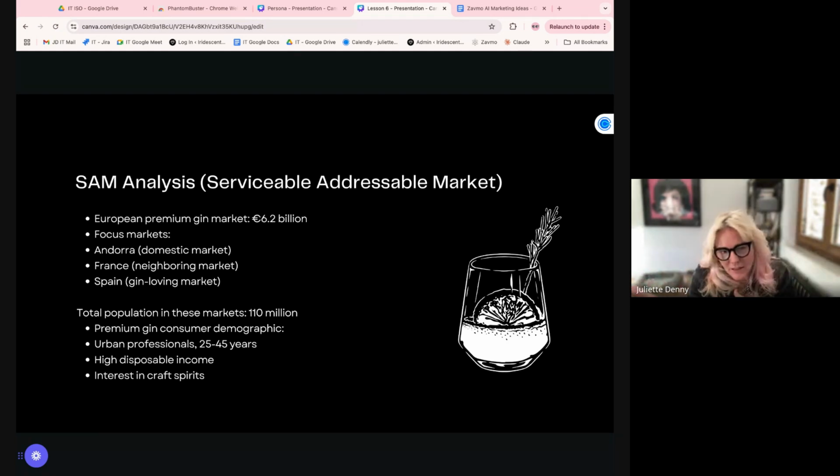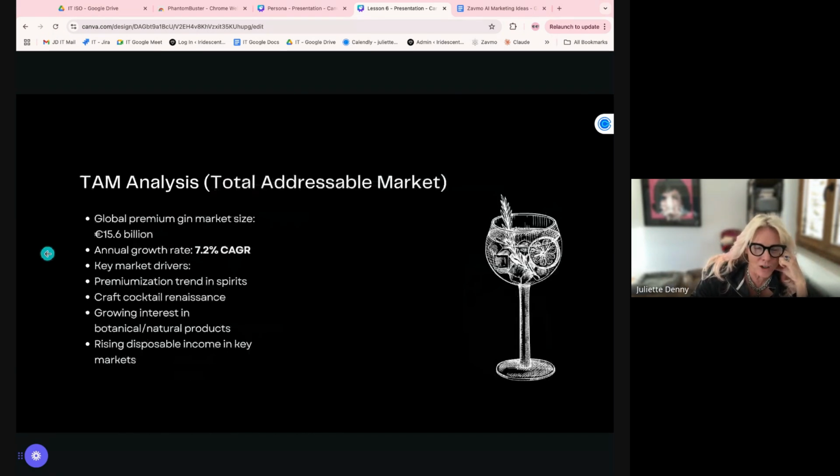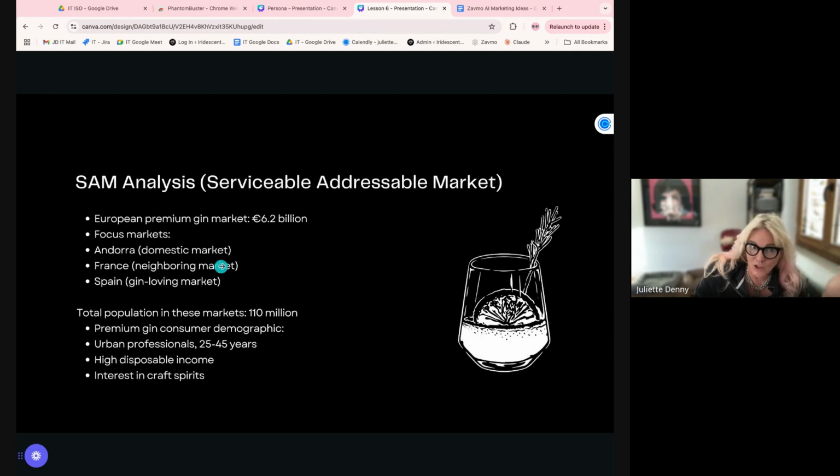Then you've obviously got France, and then you've got Spain as well. Both of those are opportunities for us to just jump in the car and go and talk to people about this extraordinary product that we have developed that nobody else has developed before. Now, that is a dramatically smaller market. As we saw before, the total addressable market is 15.6 billion. But the European gin market is only 2 billion. Then you get down to the population in Andorra, France, and Spain, and you're only talking about 110 million.